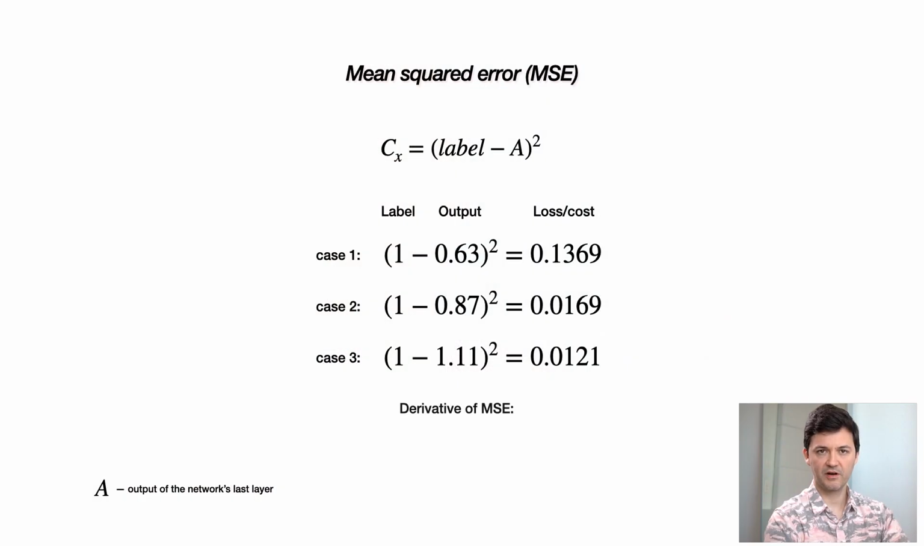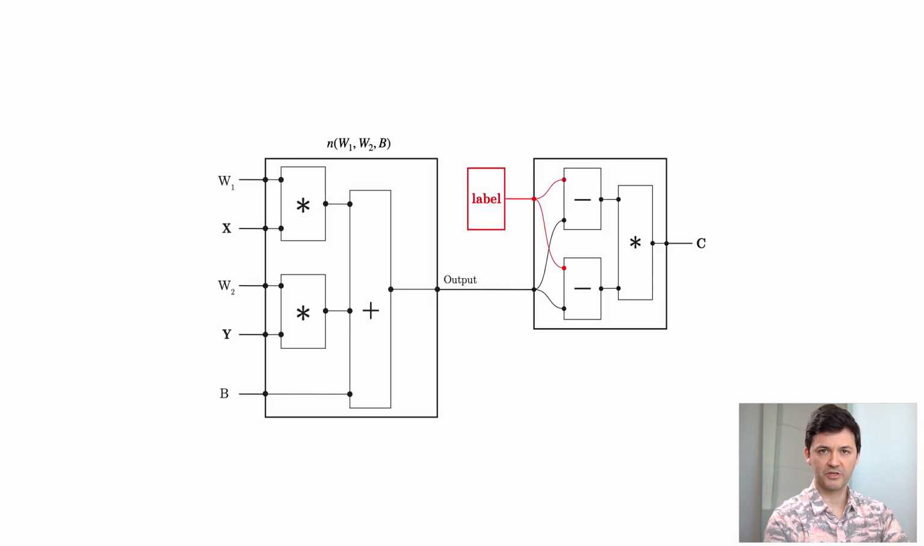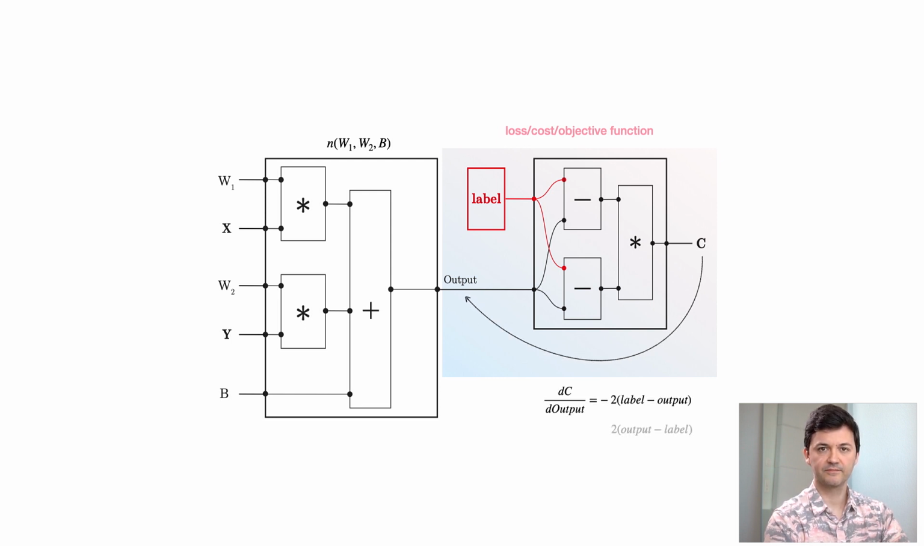We also computed that the derivative of the mean squared error is -2 times label minus output, which is the same as 2 times output minus label. We visualized our cost function, and it looks like we added an additional layer to our network. Again, the derivative of the cost in terms of the output is equal to -2 times label minus output.